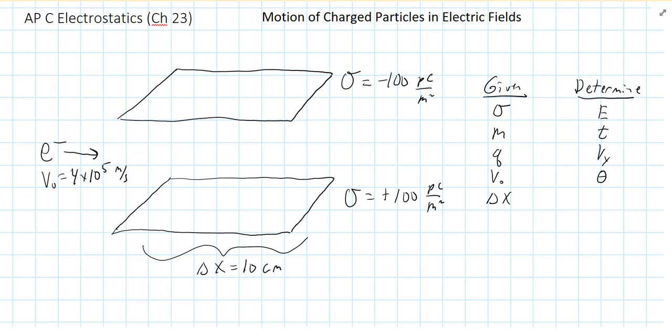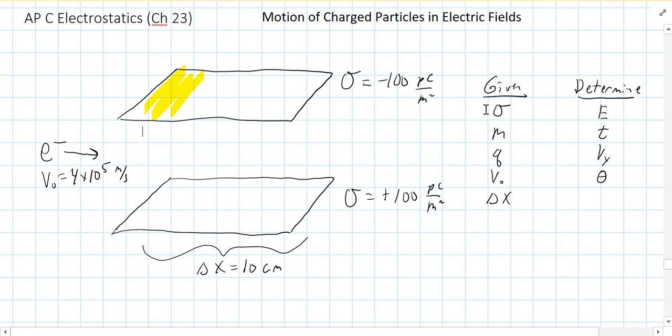Alrighty. So let me explain what you're looking at and what you just drew. We have a sheet of charge, a plane of charge. It's not drawn to scale, but we're going to assume that these two planes of charge are large compared to how far apart they are. The top one has a surface charge density of negative 100 picocoulombs per meter squared, and the bottom one has an identical positive charge density of 100 picocoulombs per meter squared.